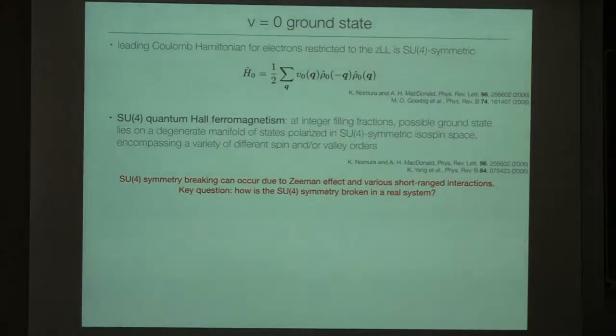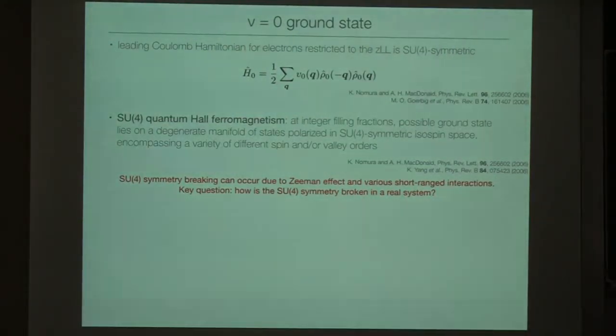The chair of this talk and many others have looked at this Hamiltonian, the Coulomb Hamiltonian for electrons inside the zeroth Landau level. And what they have found is that to the leading order, this Hamiltonian has an SU(4) symmetry. So finding the ground state at different integer filling fractions within the zeroth Landau level essentially reduces to the problem of SU(4) quantum Hall ferromagnetism. The possible ground state lies in this degenerate manifold of states that's polarized in this SU(4) space that encompasses a variety of different spin and valley orders.